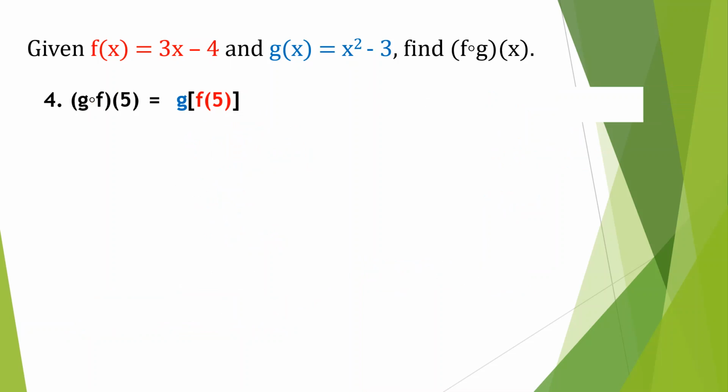Number 4, g circle of f of 5 is equal to g of f of 5. The first step is to replace f of x with 3x minus 4, where x is equal to 5. So this will be equal to g of the quantity 3 multiplied by 5 minus 4. Let us evaluate this part of the function first. 3 times 5 is 15. 15 minus 4 is 11. So we have g of 11.